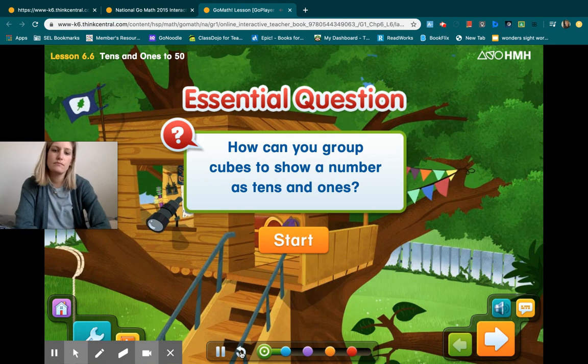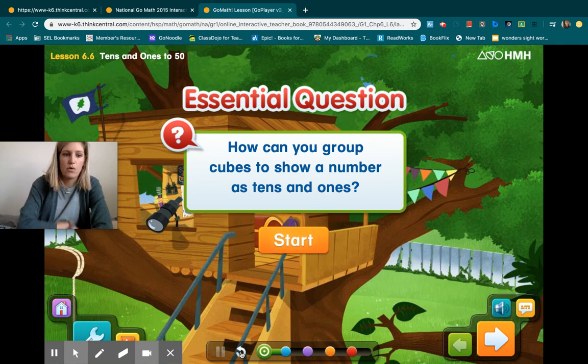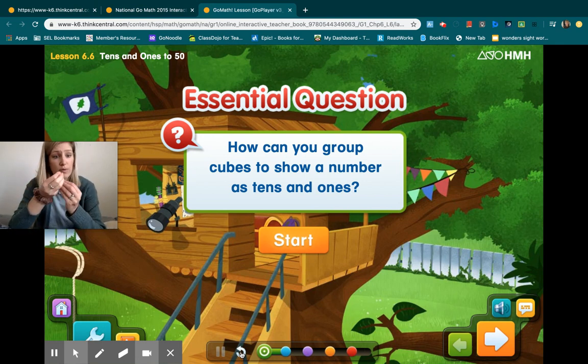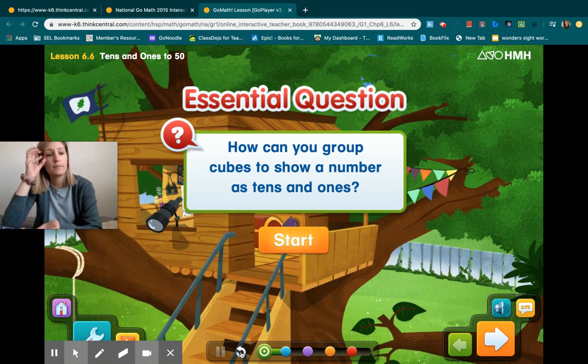So let's go ahead and listen to the essential question, and then we will get started. How can you group cubes to show a number as tens and ones? So we are already pros at grouping cubes to show tens and ones. Ones would be single cubes by themselves, and a group of 10 would be 10 cubes hooked together. So we're going to specifically be thinking about that with tens and ones to 50 today.